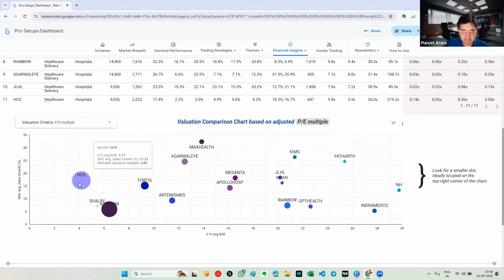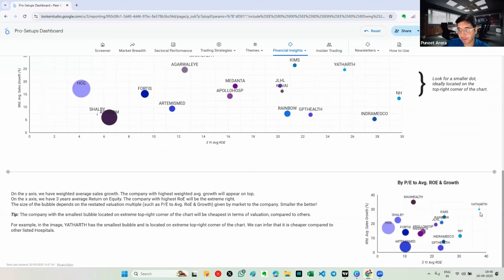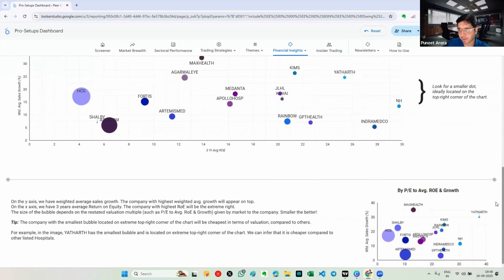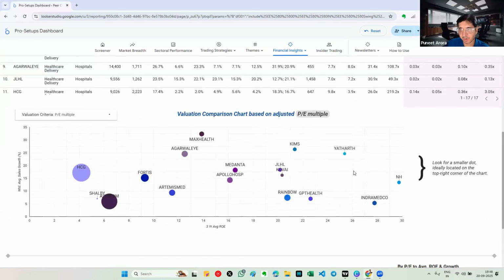So HCG will not be considered right now because, according to this chart, it is expensive compared to all other names. Yatharth and NH are less expensive. Yatharth is still inexpensive. At that time, Yatharth was appearing like this. Now that it has given us good growth, the price is up more than 50-60%. It has shifted over here, but it is still better than quite a few other names.